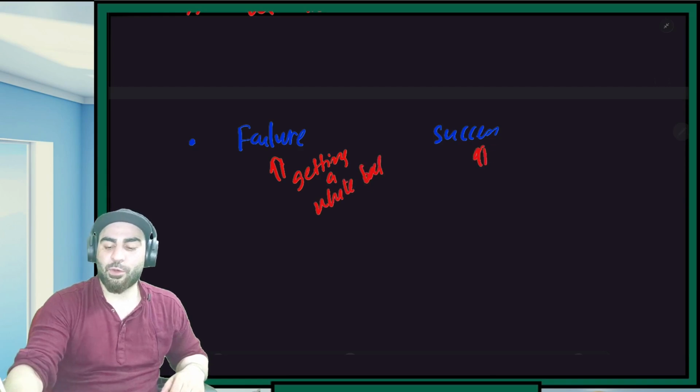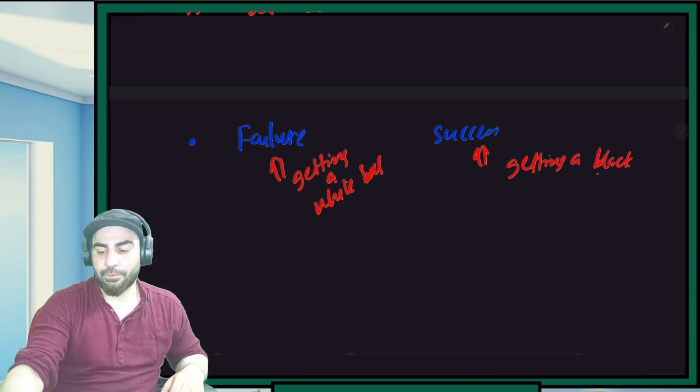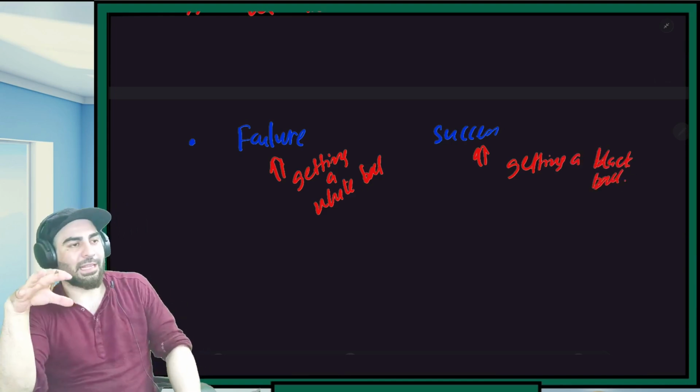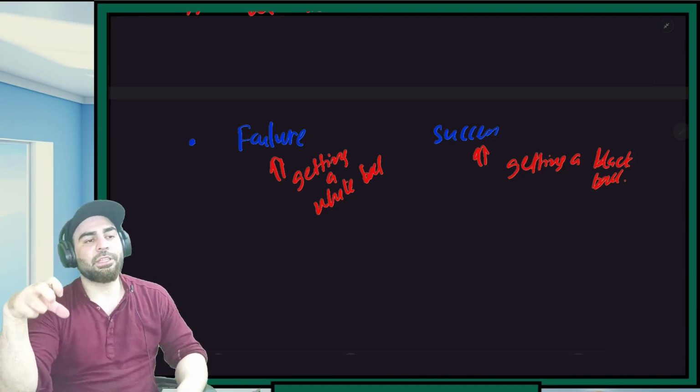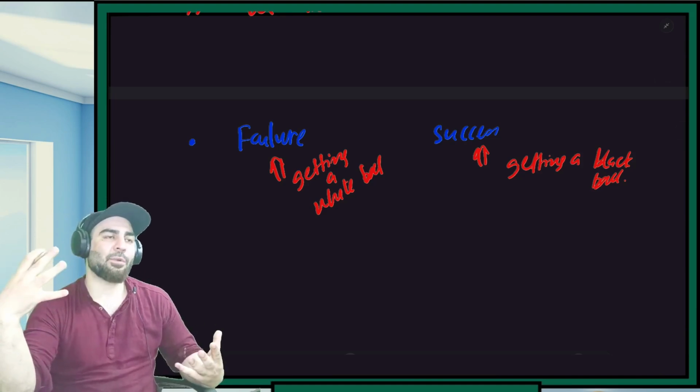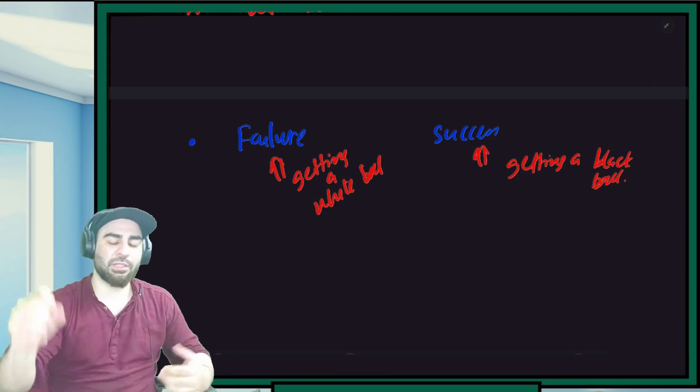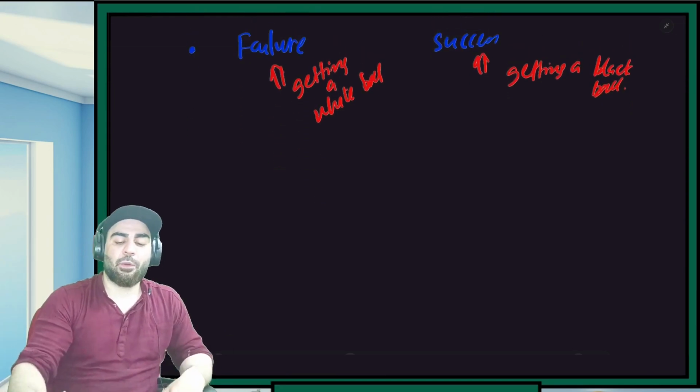Okay, and success over here is getting a black ball. If you use the naive definition of probabilities, that says each of these balls is equally likely. So you have m plus n balls in the urn, and whenever you draw a ball, each of the balls is equally likely. So I can say, what is the failure probability then?